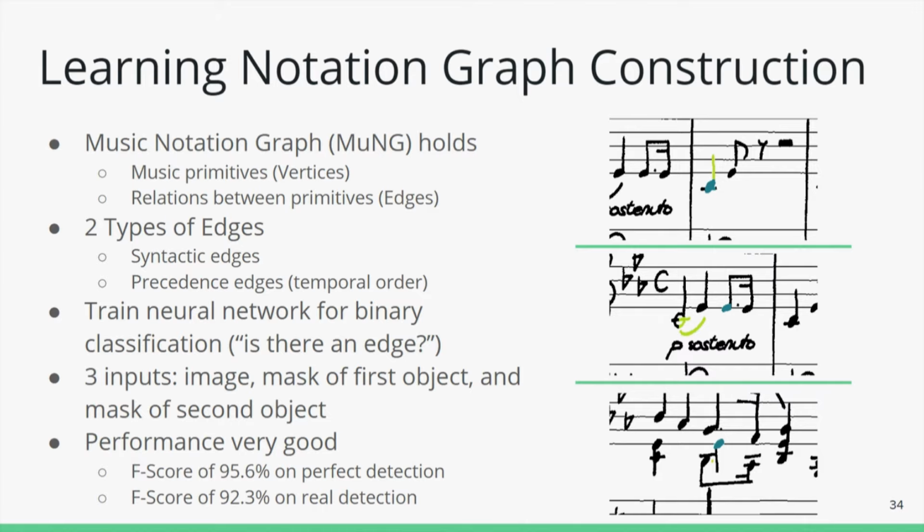And what we did is we trained a neural network to do binary classification, basically asking, is there an edge between two primitives? And so how do you do that? You have three inputs: the image crop, which is just a snippet or a region of interest where the two objects are. Then a second channel is the mask of the first object. On the right hand side you see three examples. For example, the note head would be like this cyan object, and the mask of the second object would be the green one. That's the third input.